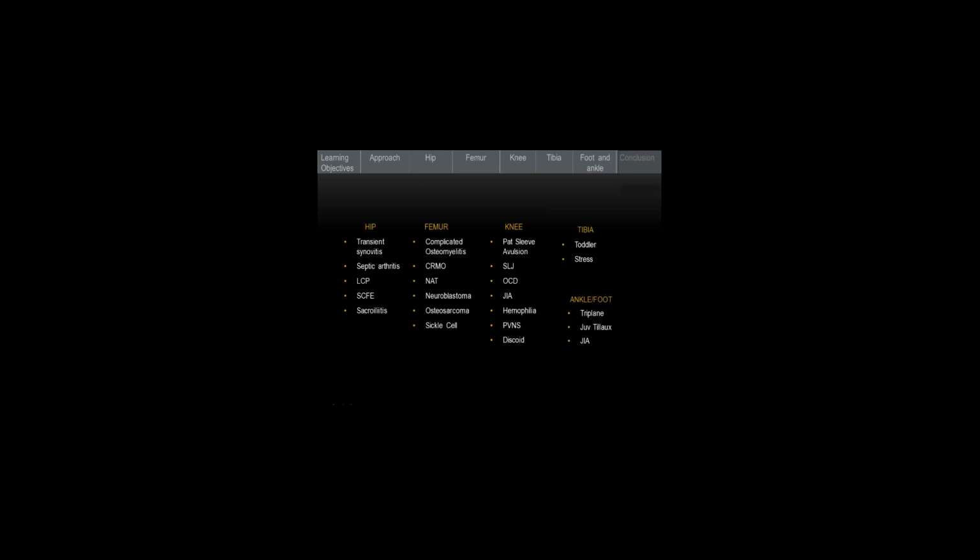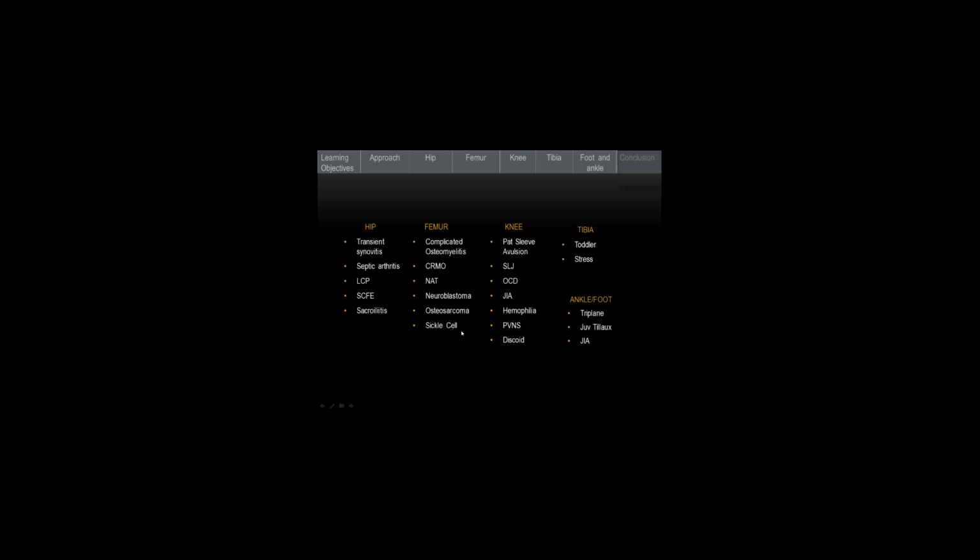So in conclusion, we've talked about different causes of pain in the lower extremity in a child. We went from the hip to the femur, to the knee, to the lower leg and the ankle and the foot. And these are the cases, the diagnoses that we were exposed to during this talk. Transient synovitis, septic arthritis, very important for us to be able to differentiate. Other things that affect pediatric hips.